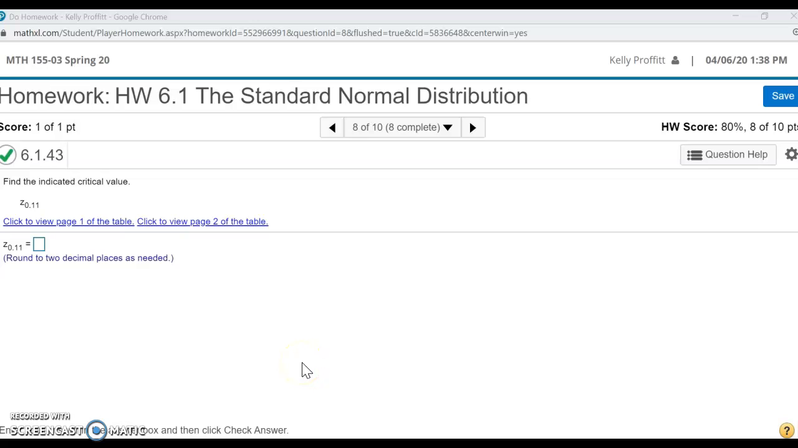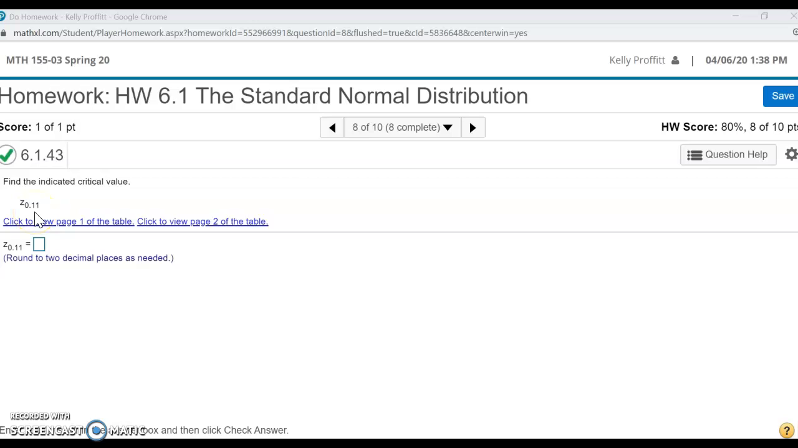Hey guys, I had a question on section 6.1, homework question number 8. Question number 8 is asking you for the indicated critical value, and they give it to you in the form of Z and then a subscript, and then they give you an area here. In your notes, it was listed as Z sub alpha, and the alpha in this case is 0.11.